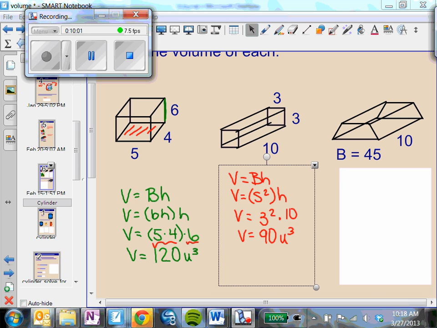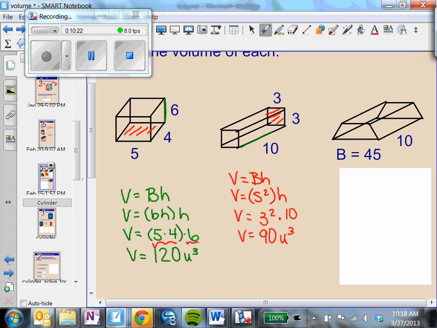In the next one, the base is a square. So the formula for a square is s squared. So I'm going to substitute s squared in the place of capital B. So that gives me 3 squared to find the area of my base, which of course is 9. And then the height is the perpendicular distance between the two squares, right here, which was 10. That gives me 90 units cubed.